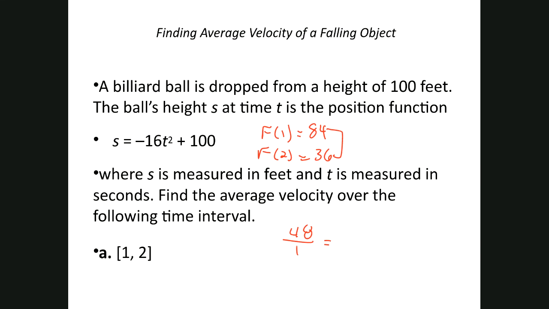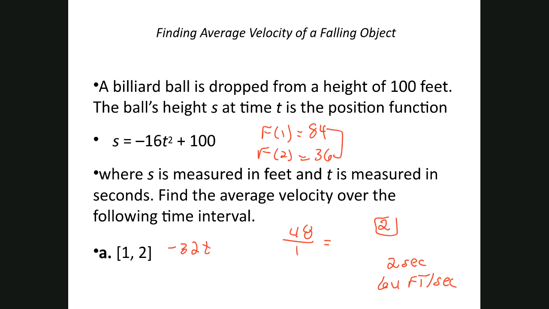Now, if I wanted to find instantaneous velocity at, let's say, 2 seconds. I want to know what the instantaneous velocity is. Well, then I would take the derivative of it. That would be negative 32t. So put 2 in there. That would be negative 64 feet per second, wouldn't it? So there's a huge difference between average velocity and instantaneous velocity.